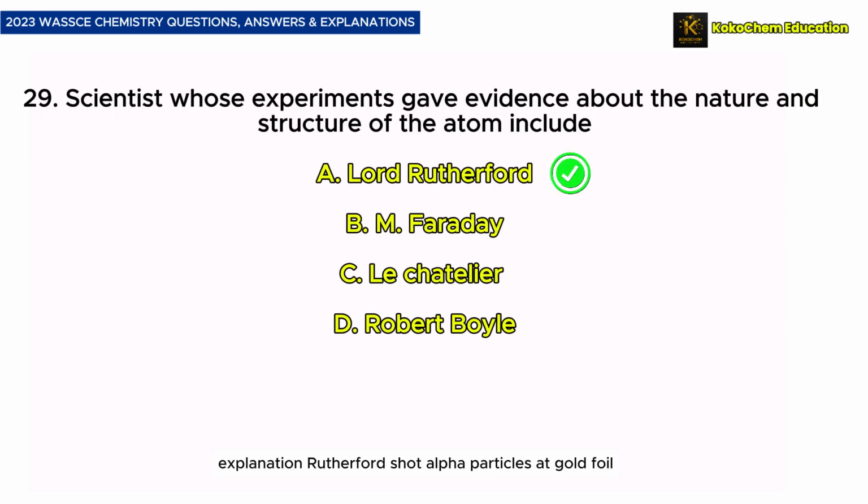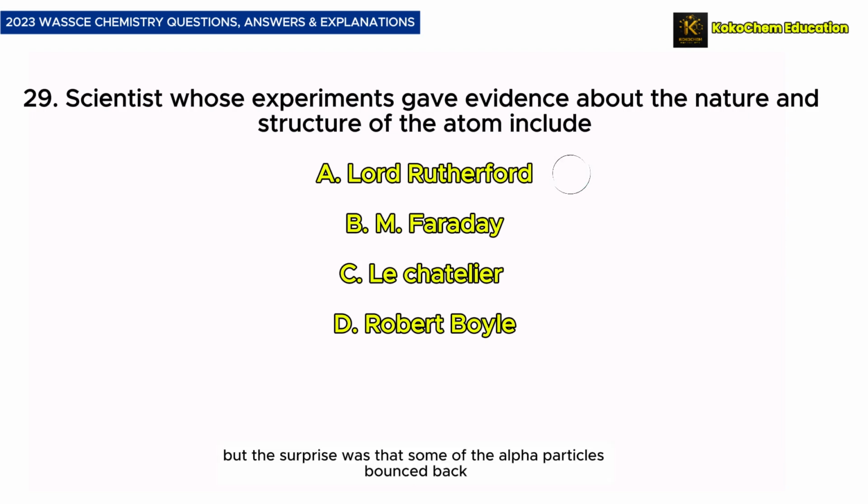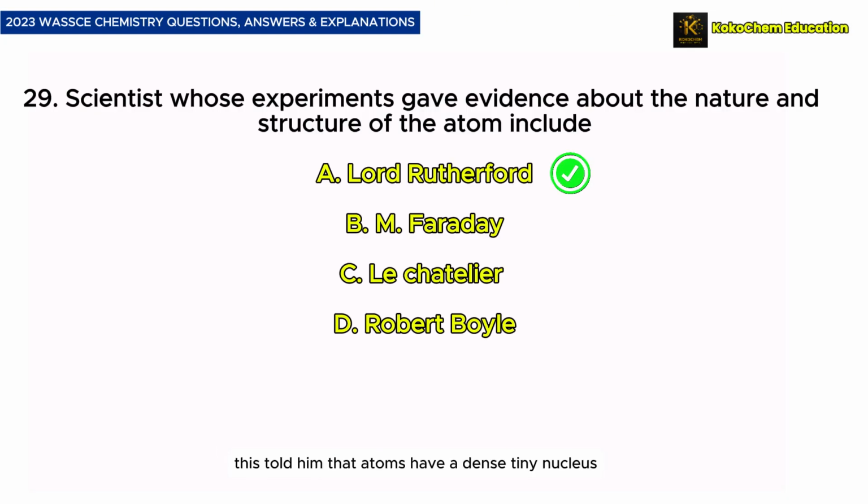Explanation: Rutherford shot alpha particles at gold foil, expecting them to pass straight through. But the surprise was that some of the alpha particles bounced back. This told him that atoms have a dense, tiny nucleus, like finding the small, tiny seeds inside a watermelon.